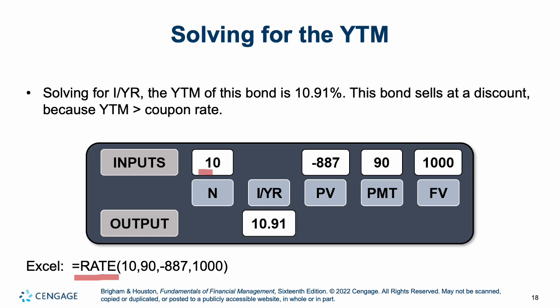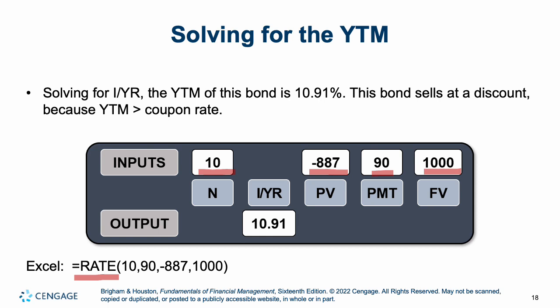Number of years in this case is 10. Our present value is negative 887. Be sure to enter it as a negative number because, once again, we have to purchase this bond when we start, so it's going to cost us money. Payment is $90 positive every year. It's going to make us profit.